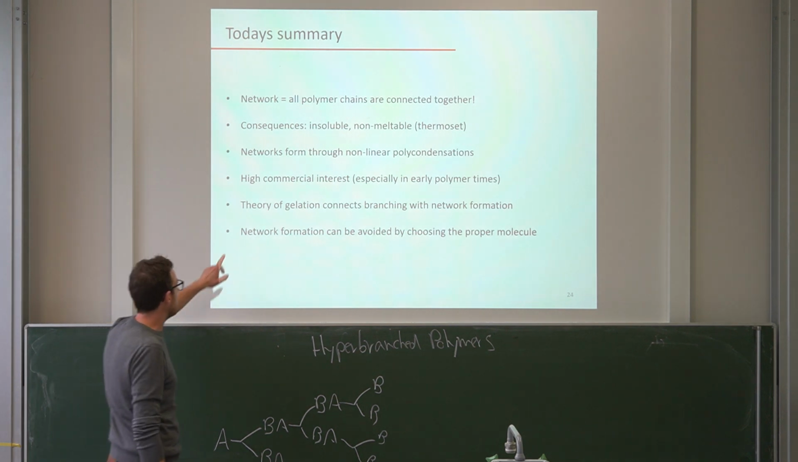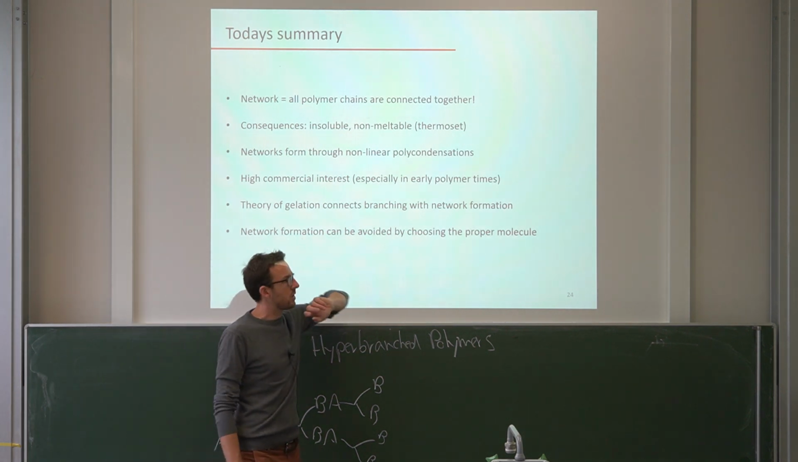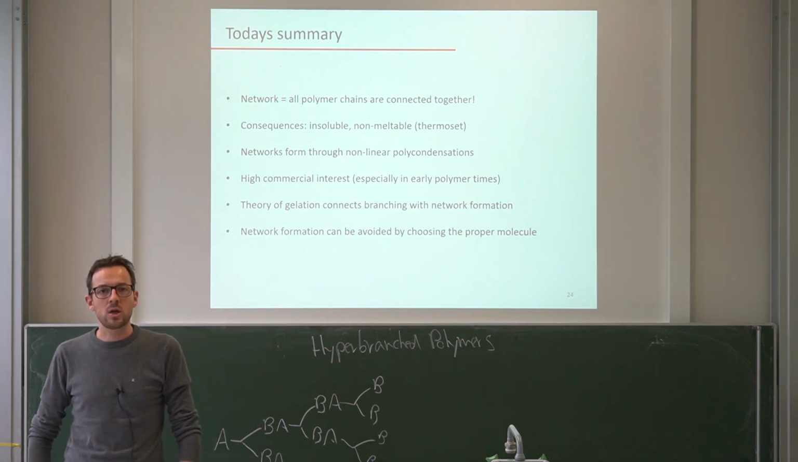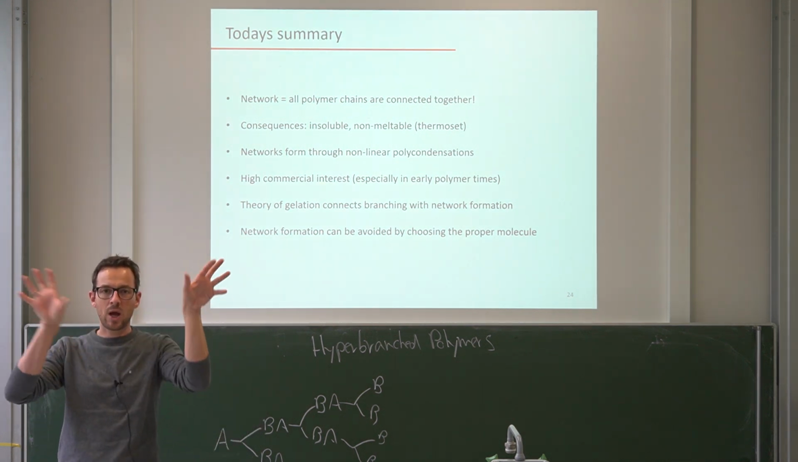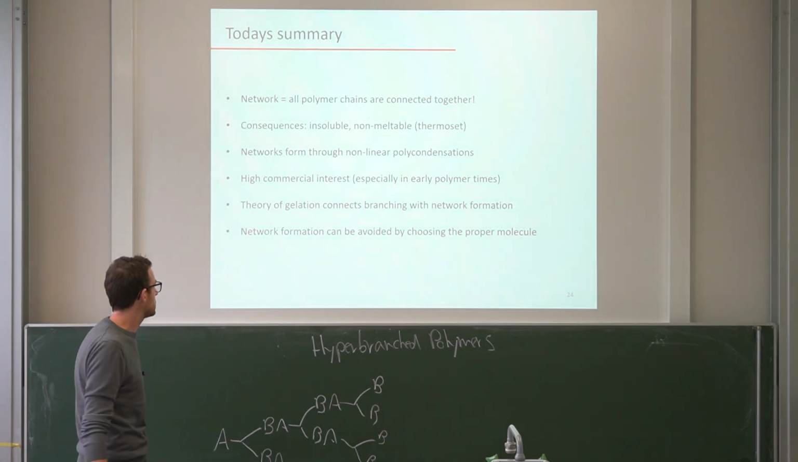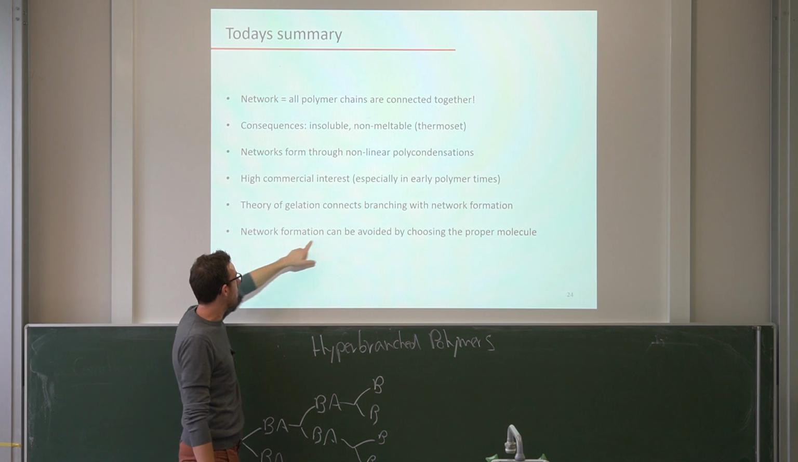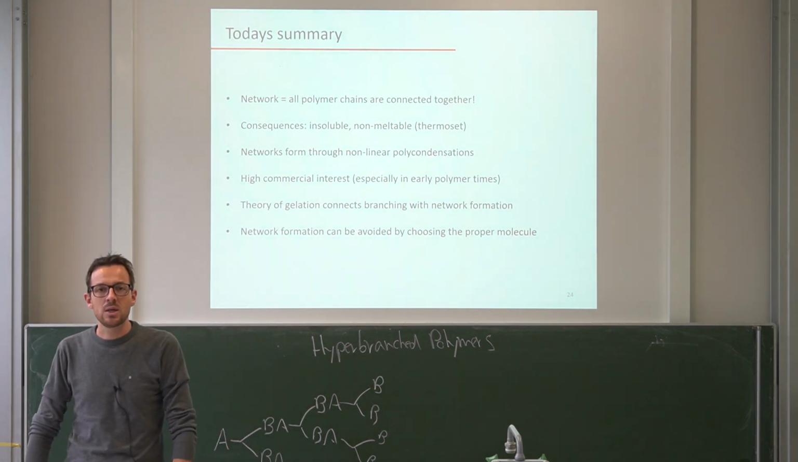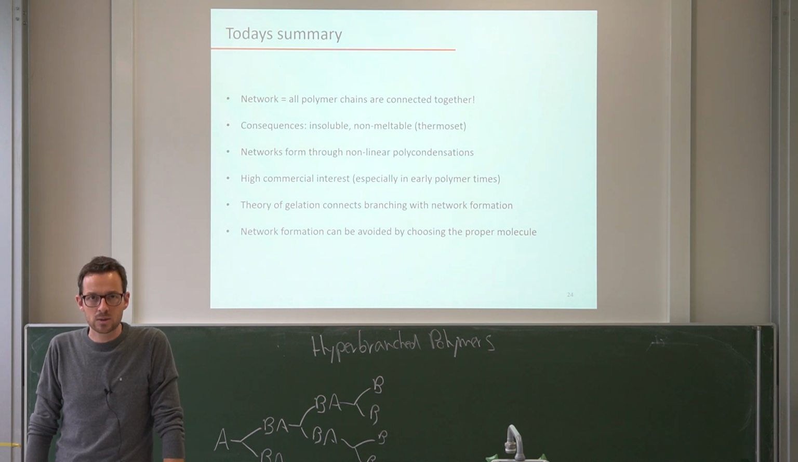Then we looked into the theory of gelation, and we saw that we can connect this network formation with a critical degree of conversion, so that for some time it starts to branch, and eventually it kind of backbites and then connects all the chains. And we see that we can avoid this network formation if we choose the proper molecule, which are these AB2 monomers.